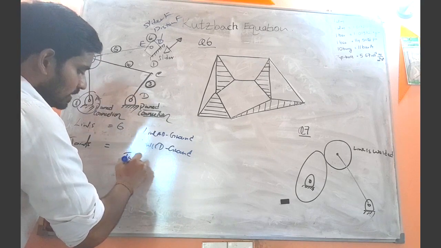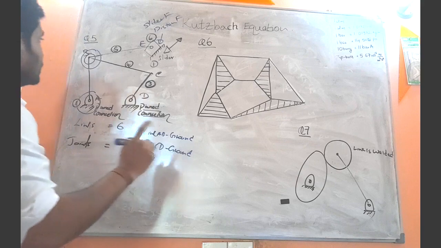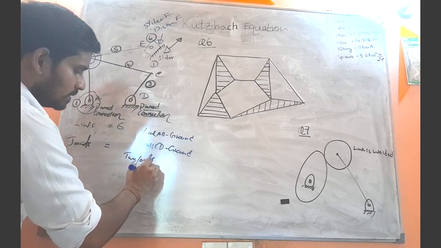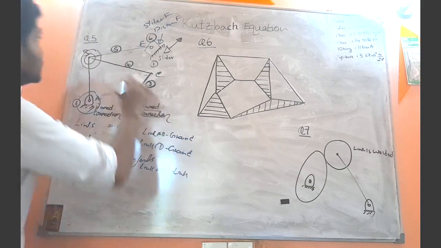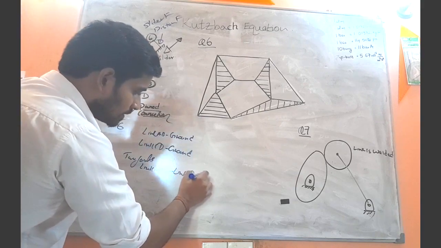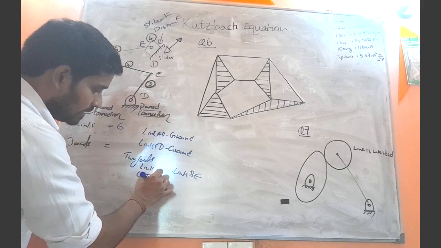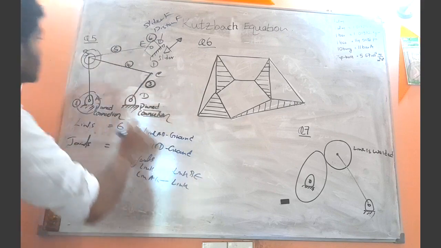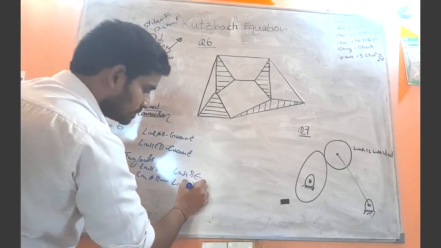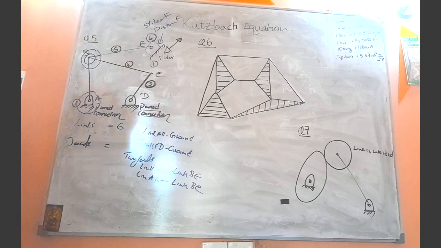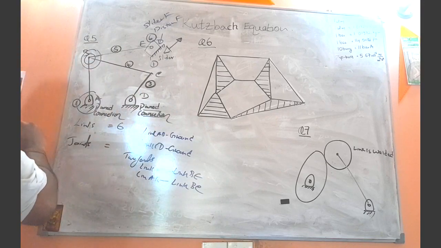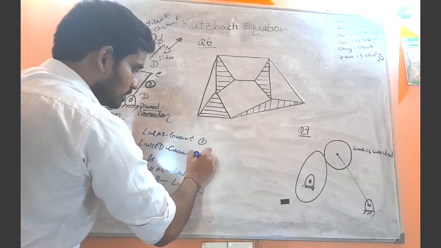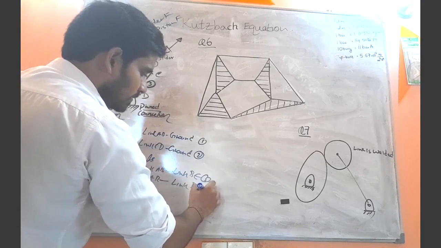Two joints, for what? Let's call it like this. One is link AB to link BE, the other one is link AB to link BC. Now, how many joints do we have? 1, 2, 3, 4.